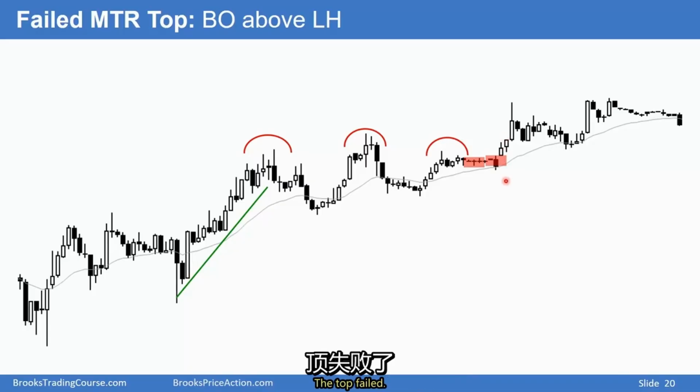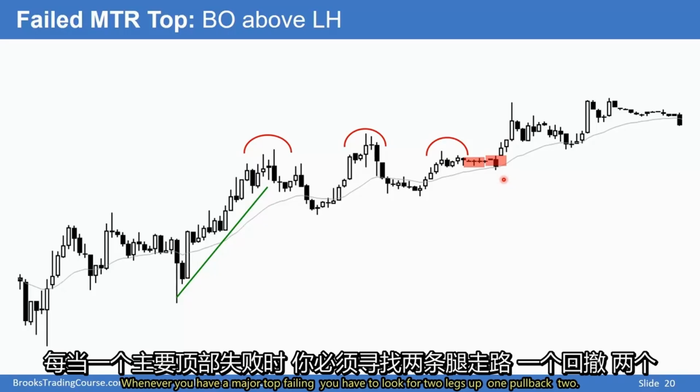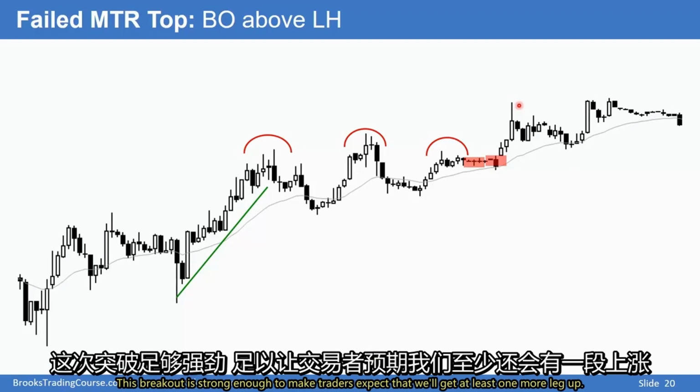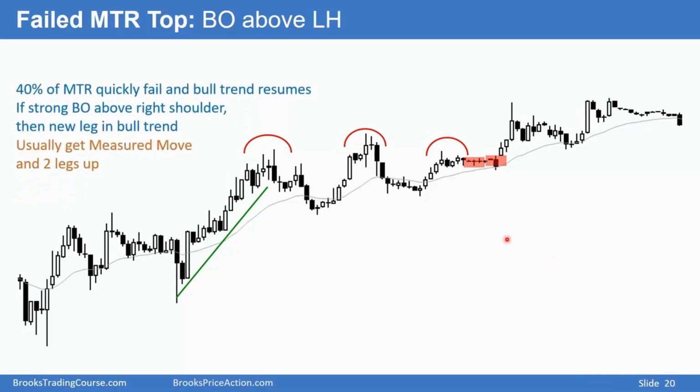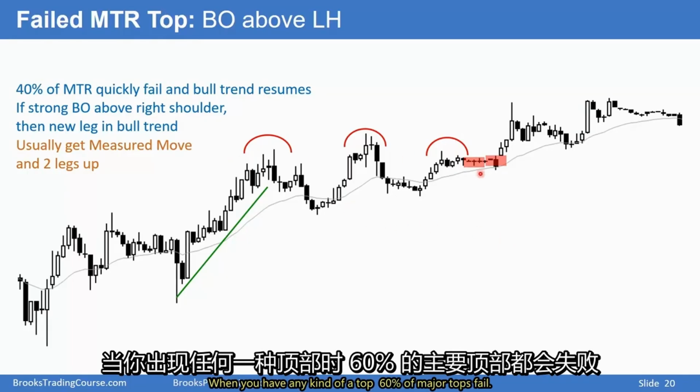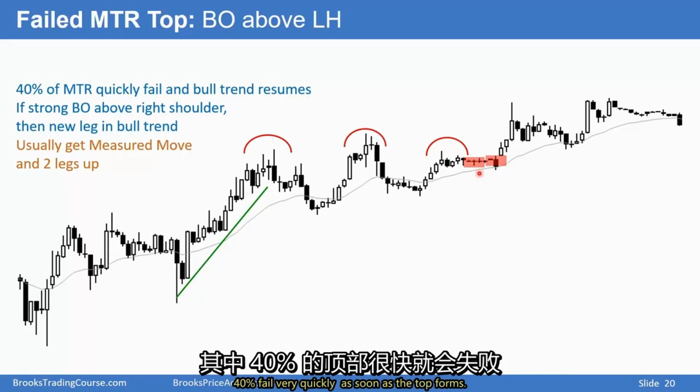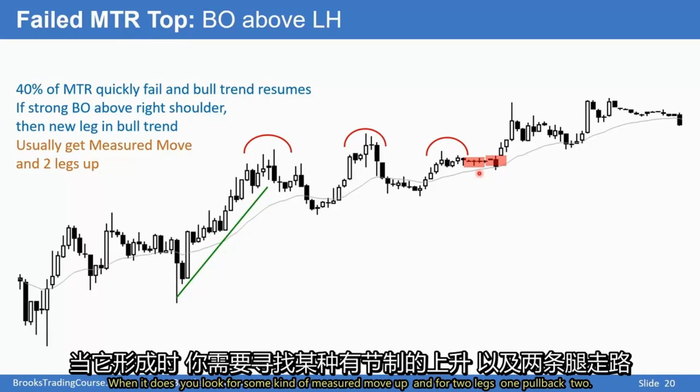The top failed. Whenever you have a major top failing, you have to look for 2 legs up, 1, pullback, 2. This breakout is strong enough to make traders expect that we'll get at least 1 more leg up. When you have any kind of a top, 60% of major tops fail. 40% fail very quickly as soon as the top forms. When it does, you look for some kind of measured move up and for 2 legs, 1, pullback, 2.